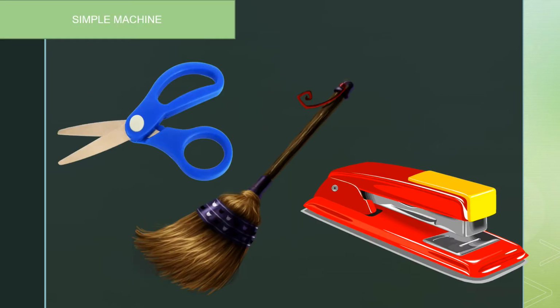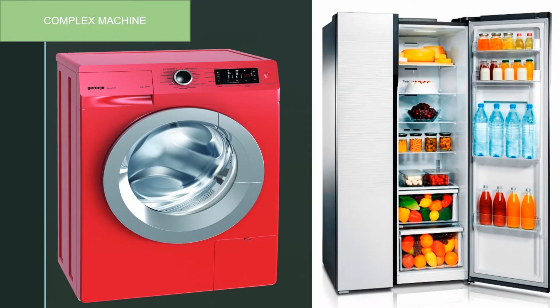Children, here you can see a few examples of simple machines, which are scissor, broom, stapler, and washing machine and refrigerator are the examples of complex machines.